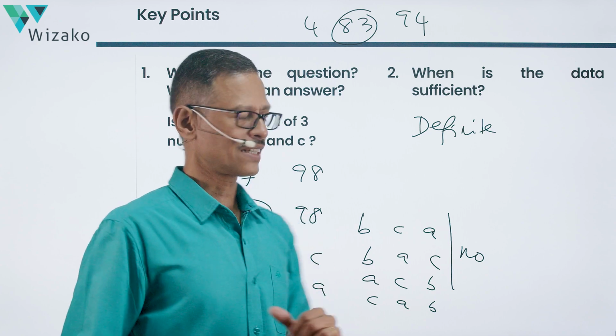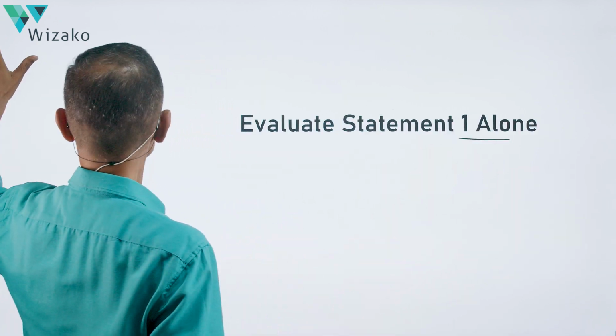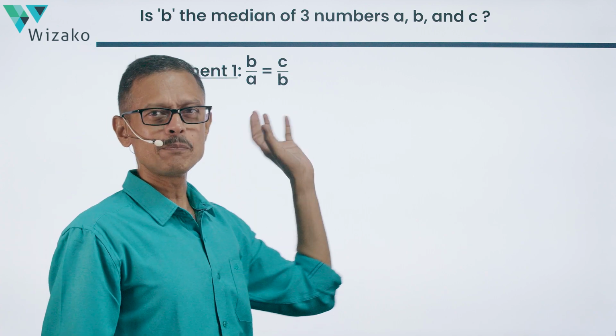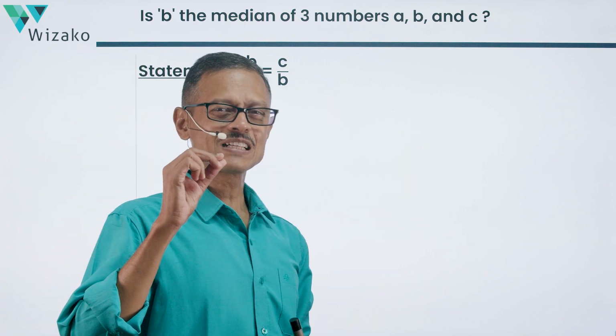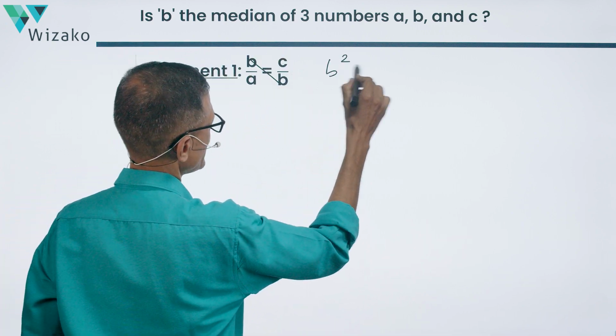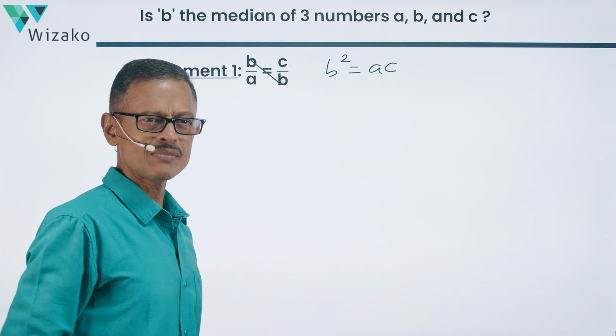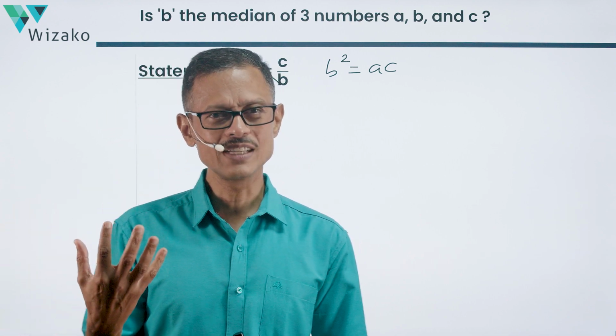Let's take a look at the statement. What does statement 1 tell us? We're going to look at statement 1 alone. Interesting statement. B upon A is equal to C upon B. Let's make sense out of it. A little bit of concept is needed here. Cross multiply, we'll essentially get B square equals AC. We have 3 numbers A, B, C, and they satisfy this condition that B square is equal to AC.